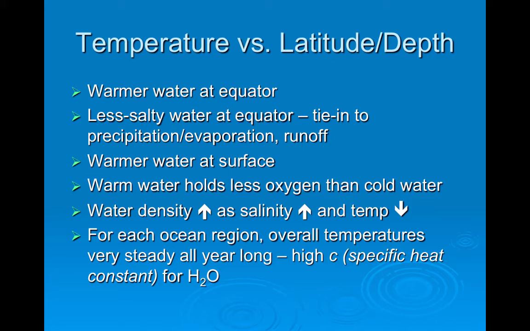So let's see, what else can I tell you from this slide? Link a specific property of water and the ocean's impact on terrestrial climate. Water specific heat, that's this letter C here. The specific heat constant is very high. It takes a little over 4 joules of energy to make the water temperature raise 1 degree Celsius.